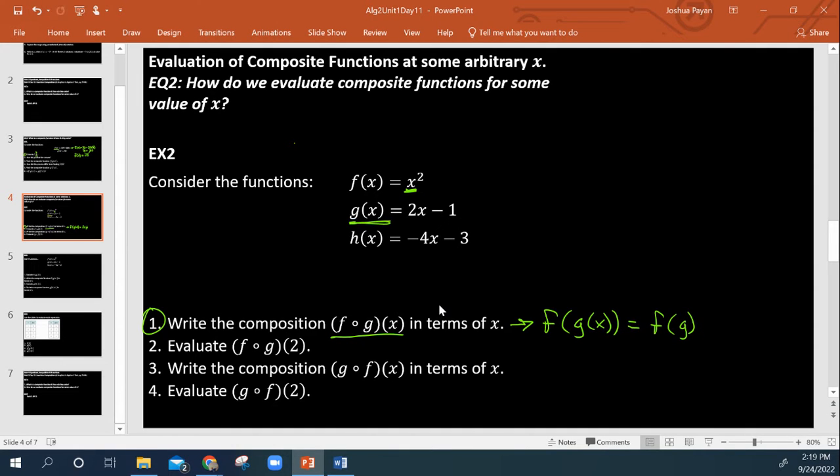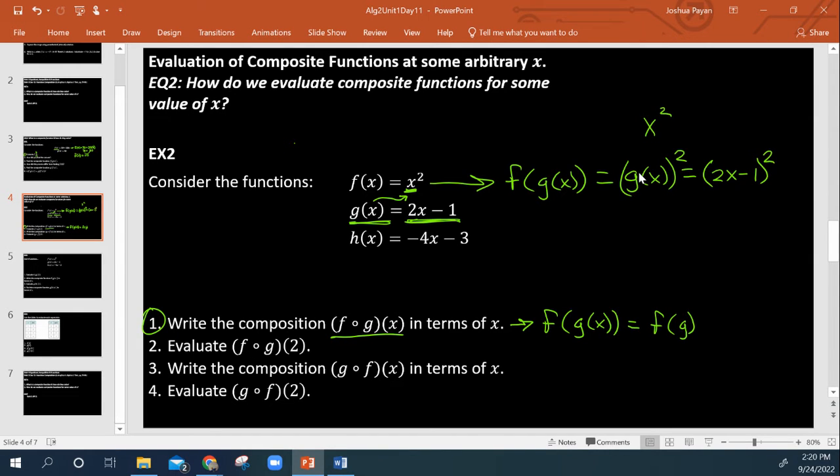And g also is a function of x. So what I'm going to do is take g of x and just substitute there. If I'm doing f of g of x, every instance of x in f is getting replaced with g. So instead of x squared, it's going to be g of x squared. And of course we know g of x is right here, 2x minus 1. So that would be 2x minus 1, all squared.